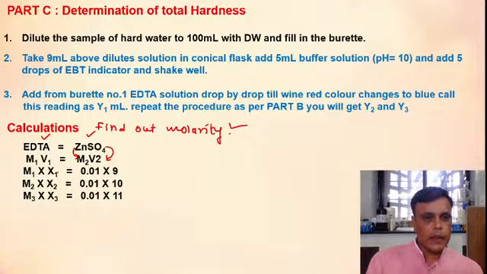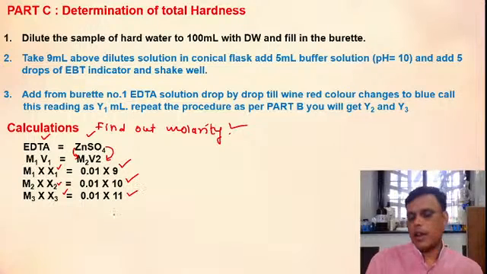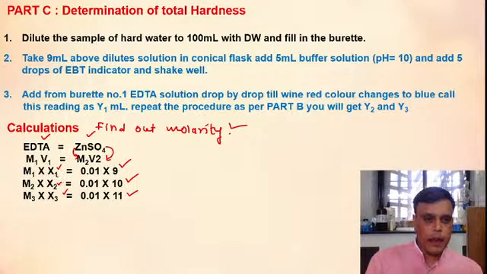So now you have X1, X2 and X3 readings. The molarity of zinc sulfate is 0.01 molar, and in the first case you have taken 9 ml, in the second case you have taken 10 ml, and in the third case you have taken 11 ml. So if you know the X1, X2, X3 readings, you can calculate M1, M2 and M3.